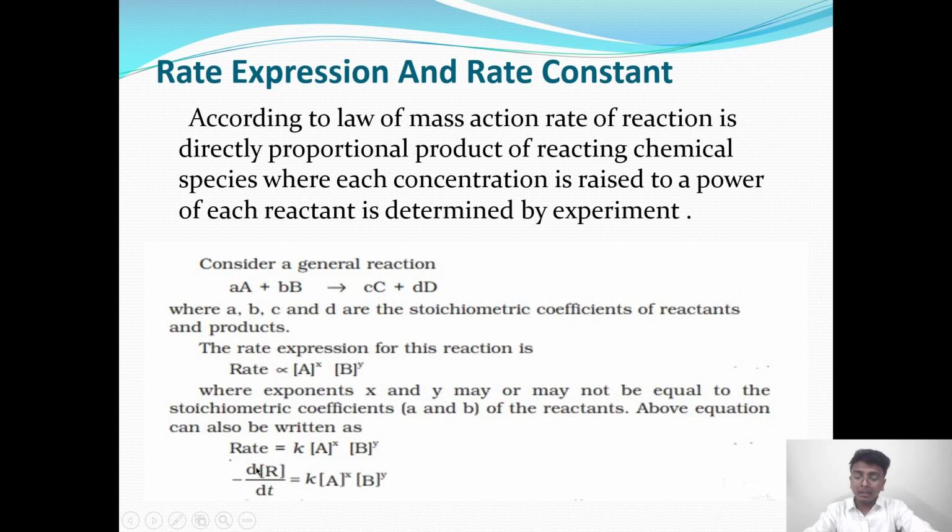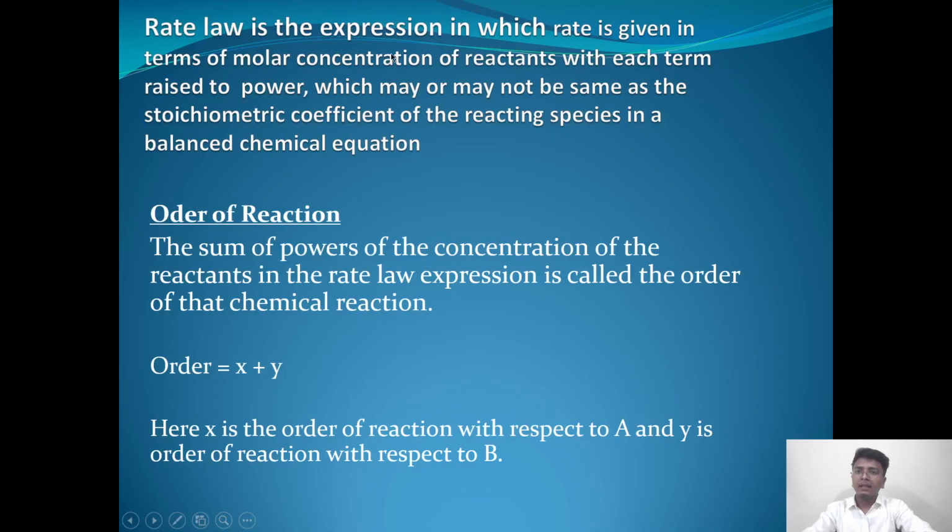Then the change in the concentration of R divided by dt is equal to k [A]^x [B]^y. Rate law is an expression in which rate is given in terms of the molar concentration of the reactants, with each term raised to a power which may or may not be the same as the stoichiometric coefficient of the reacting species in the balanced equation.